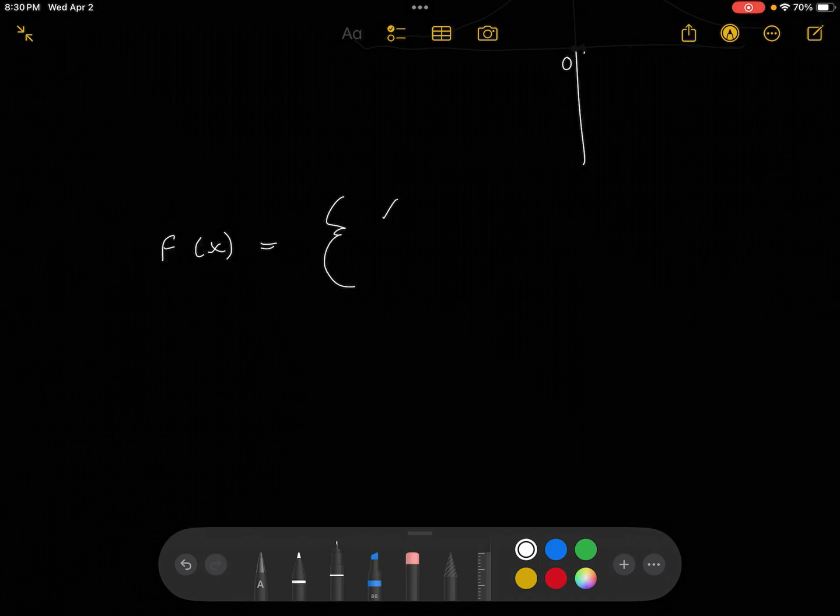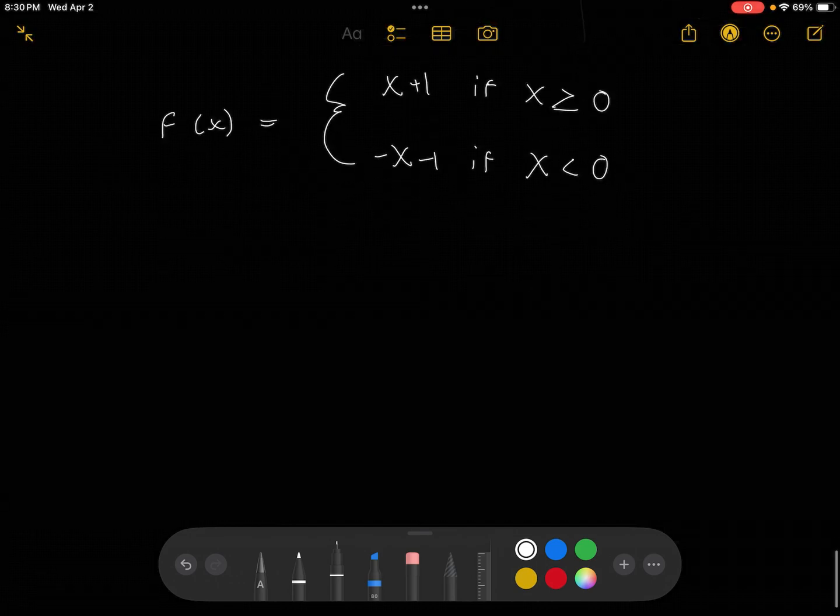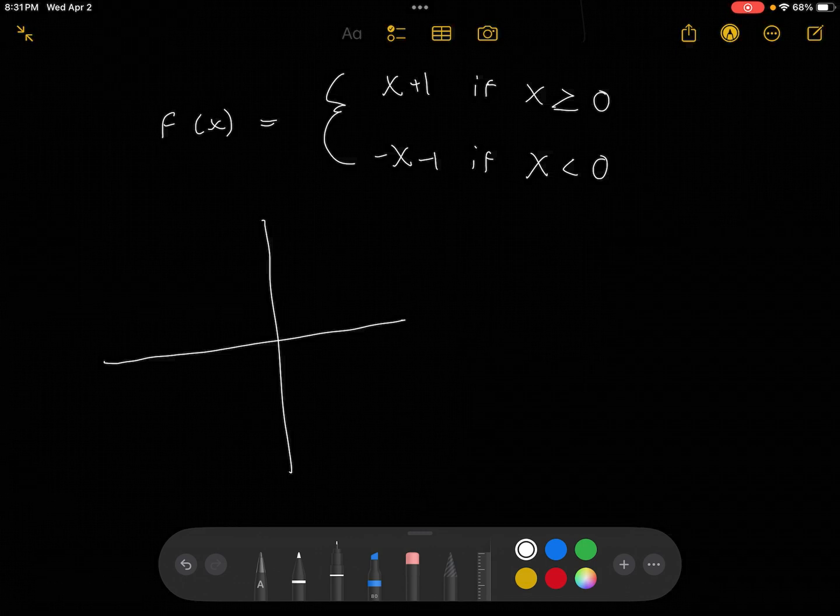Let's define a new function, f of x equals x plus 1 if x is greater than or equal to 0, and negative x minus 1 if x is less than 0. So if we were to graph this function, we see that for values up to but not including 0, the function can be represented as a downwards line like this. And then for positive values including 0, the function can be represented as an upwards line like this.